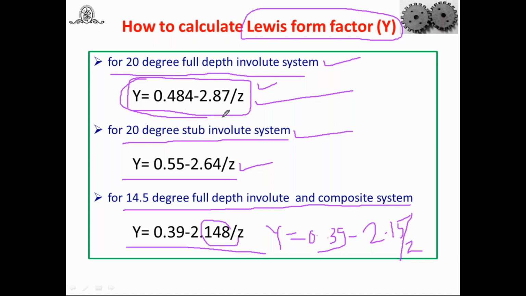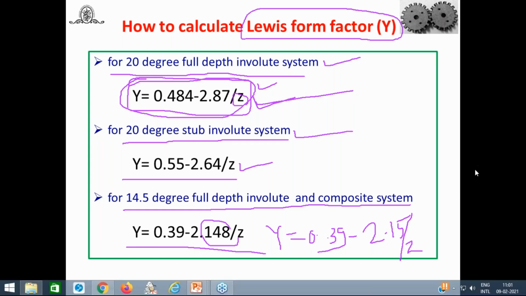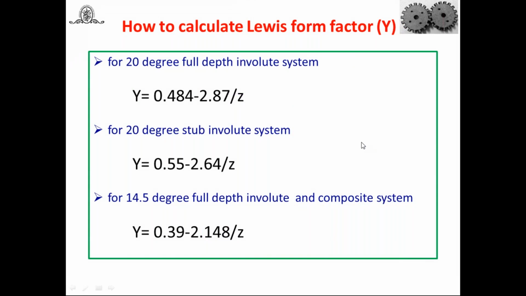You have to remember, if it's not given for 20-degree, directly you can use the equation where Z means the number of teeth, maybe on the pinion or maybe on the gear. So you can use this equation and calculate the Lewis form factor by using the empirical relations also. You have to remember this.